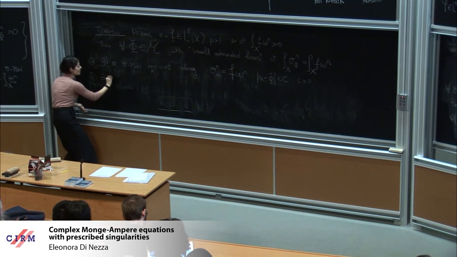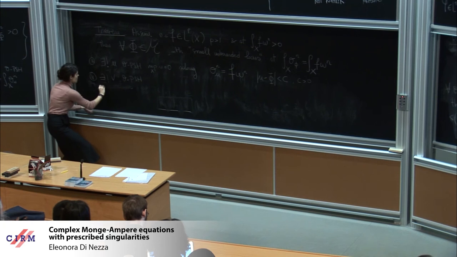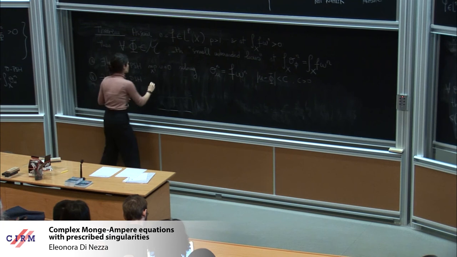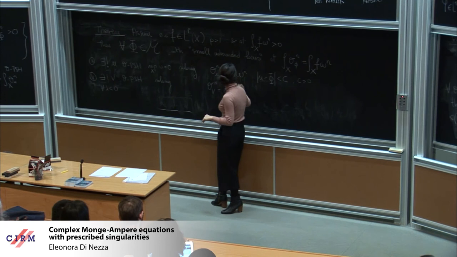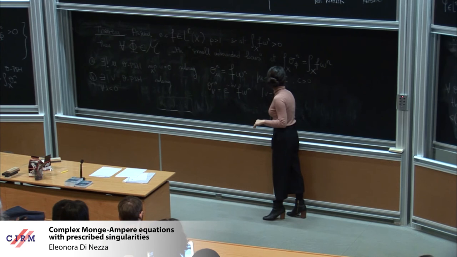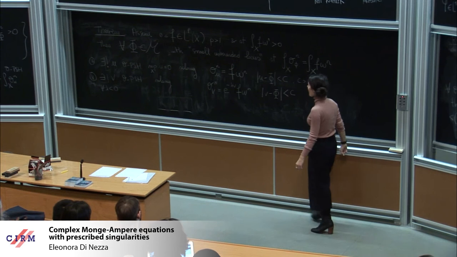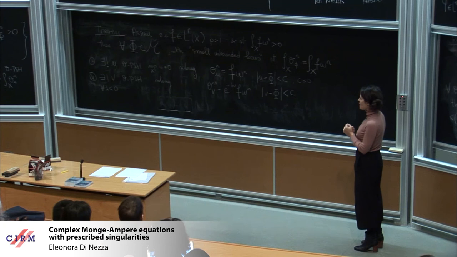So maybe I should write: for any negative lambda, there exists a theta-plurisubharmonic function solving (theta + dd^c v)^n = exp(-lambda v) f omega^n, and again v, my solution, is going to have the same singularity type as the potential that I prescribed at the beginning. Okay, so this is the statement of the main theorem.